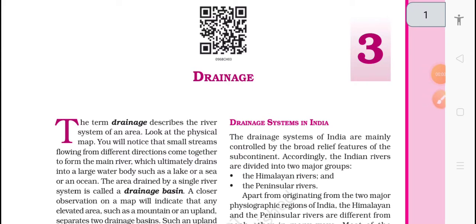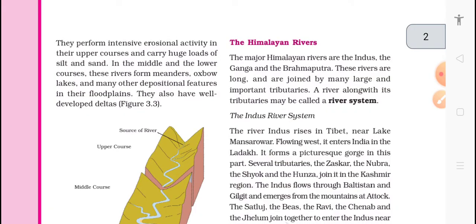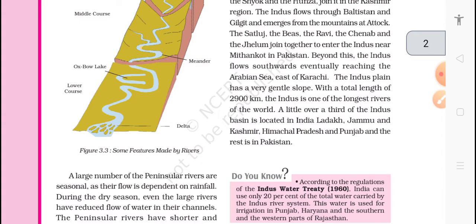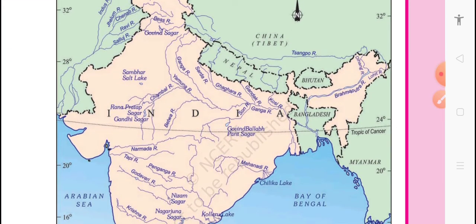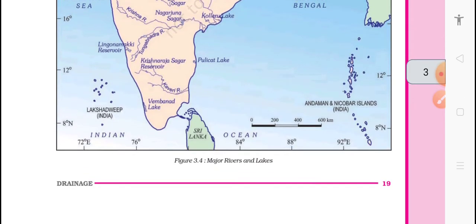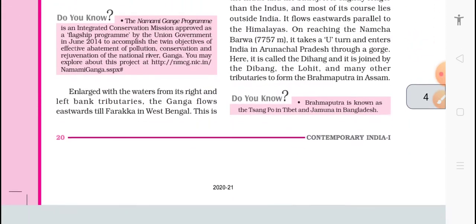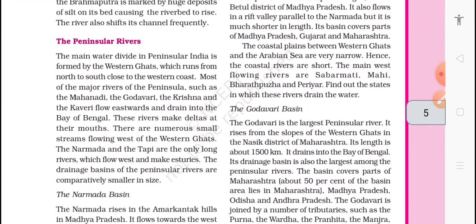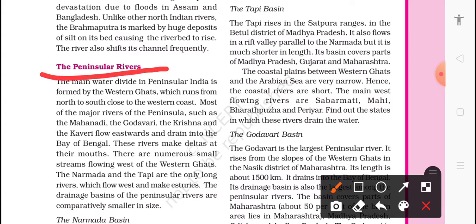This is the second part of our previous video. In our last video we covered the drainage system in India, the water divide, and the Himalayan river system, and I explained the river system with the help of a map, both the Himalayan and the Peninsular rivers. We have done the Ganga river. Now we have to do the Peninsular rivers. From here we have to start.